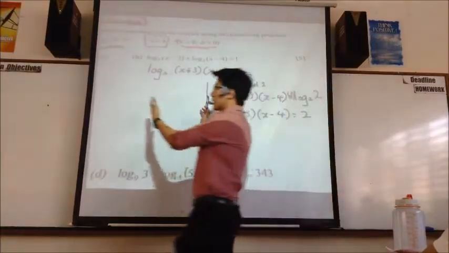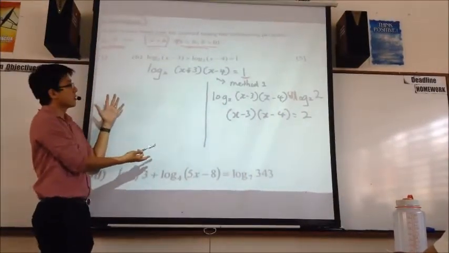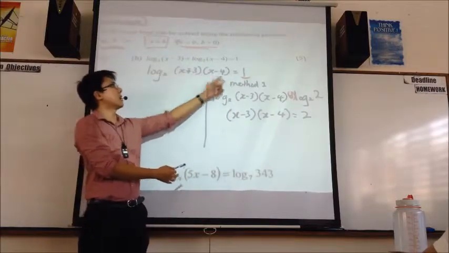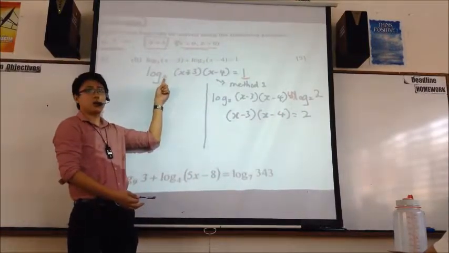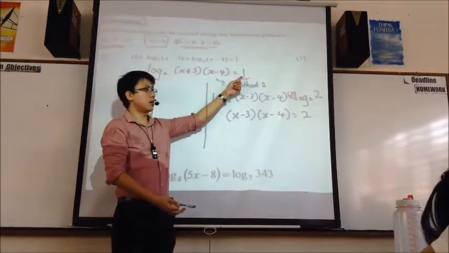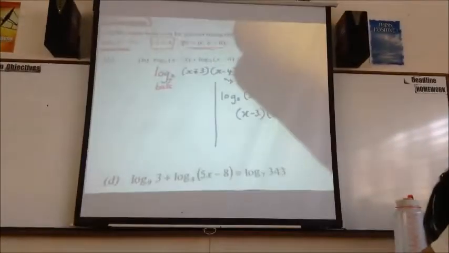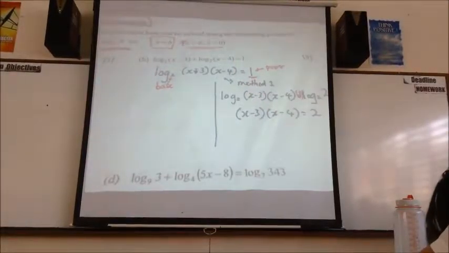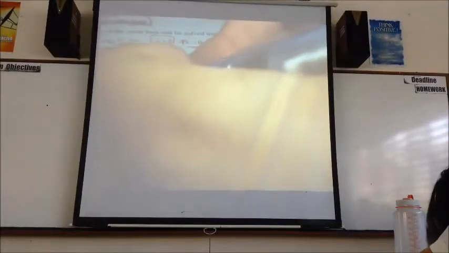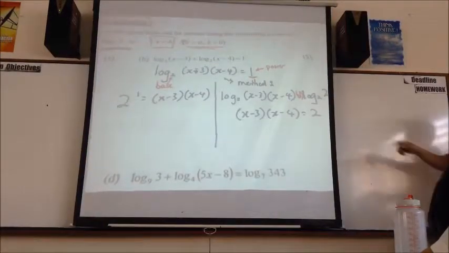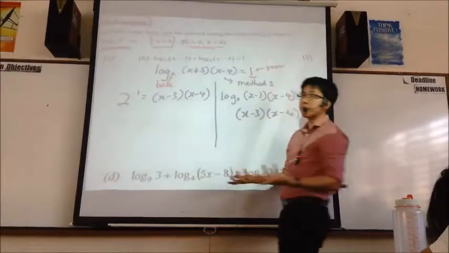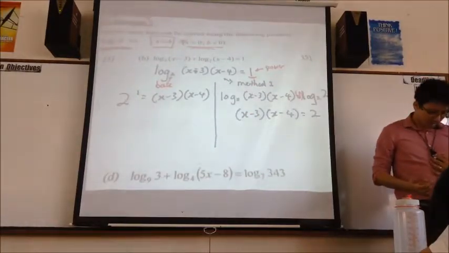Now, what is the alternative method? Method 1. Look at this. I have a single log and a number here. What is this number called? Base. What is this number called? Power. So I can write 2 to the power of 1 is equal to x minus 3 times x minus 4. It's the same. I'm trying to show you that they're the same. Depending on which method you prefer, you use log. Okay? Stop the video here.